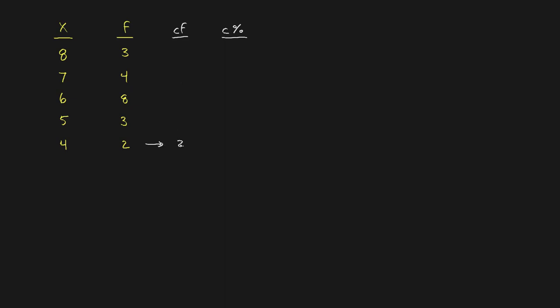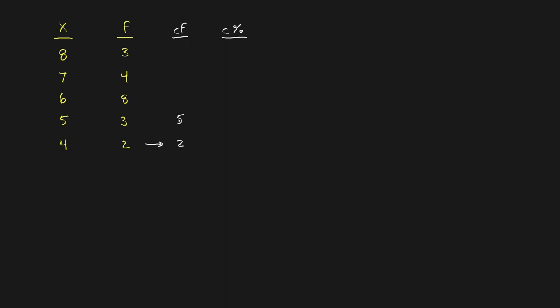So for example, there are 2 people who scored 4. How many people scored 5 or lower? Well, these 3 plus these 2. 3 plus 2 gives me 5. I keep that reasoning going until I'm finished.